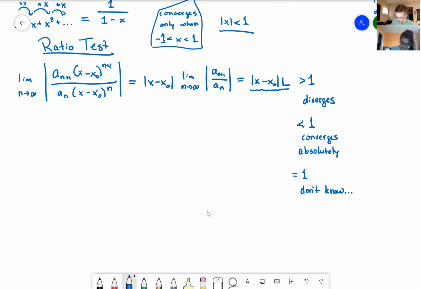Okay. Now we see that the convergence or divergence depends only on our distance from the center. This L depends completely on the coefficients, and that doesn't change with the value of x. But this x minus x0 part does, and it varies with the distance from the center. So as this x minus x0 gets larger, as our distance from the center gets bigger and bigger, eventually we hit a point where this value is equal to 1, and then beyond that, it's greater than 1.